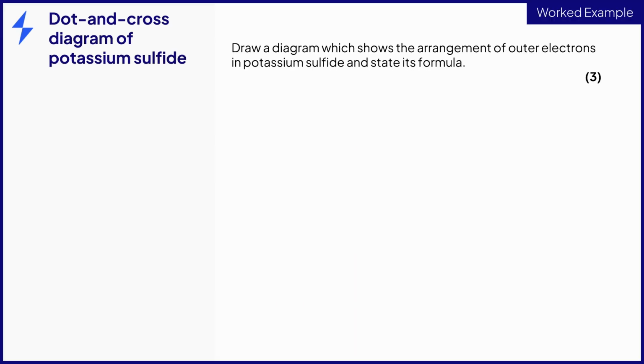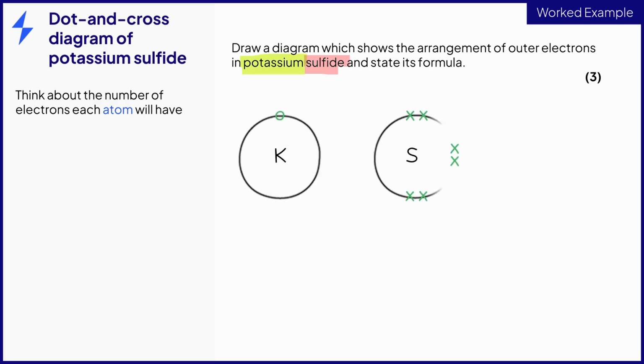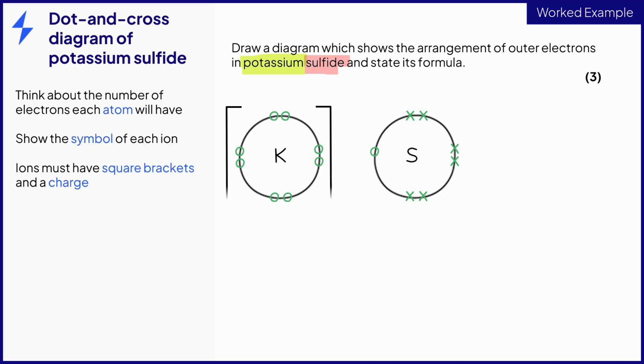When drawing a dot and cross diagram, think about the number of electrons each atom has in its outer shell. Potassium in group 1 will have 1 electron, and sulfur in group 6 has 6 electrons. Potassium will lose its outer electron, which sulfur will gain. Potassium forms an ion with a full outer shell and a 1+ charge. When drawing the dot and cross diagram, remember to show the symbol of the ion and to draw square brackets around the ion with the charge shown.